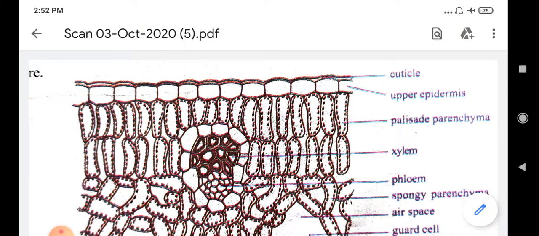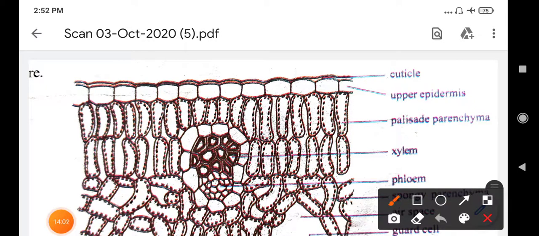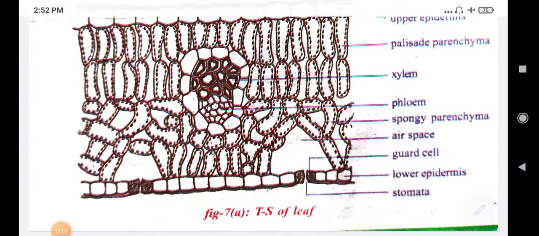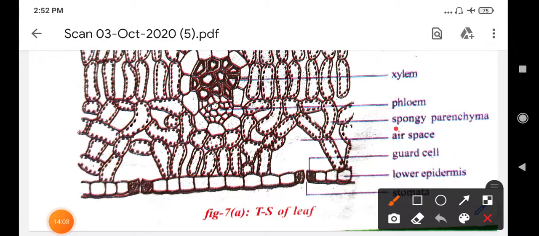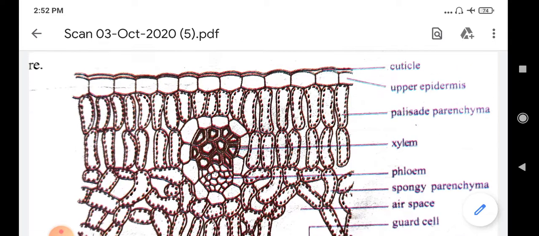Next, below the upper epidermis, we have two types of parenchyma. How many types of parenchyma are present? Two types. One is the palisade parenchyma, and the other one is the spongy parenchyma. Here in the leaf we have two types of parenchyma. The first one is the palisade parenchyma, the second one is the spongy parenchyma.